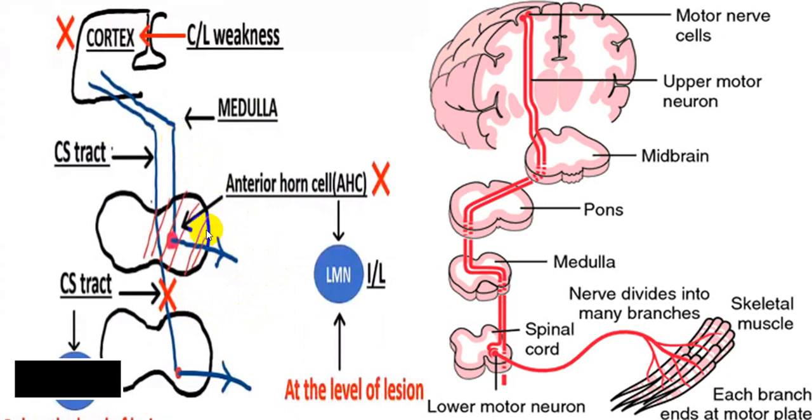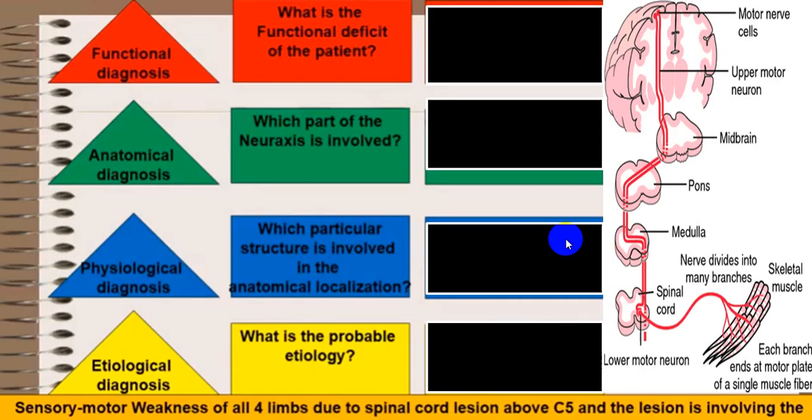But at the level of the damage, either in the medulla or in the spinal cord, at the level we will have a lower motor neuron type of palsy, and below the level we will have an upper motor neuron type of palsy. At the level, because of the damage to the anterior horn cell, we will have a lower motor neuron type of palsy. That will be ipsilateral, and you will have an ipsilateral upper motor neuron palsy below the level of damage. That will be very peculiar, so we must remember that.